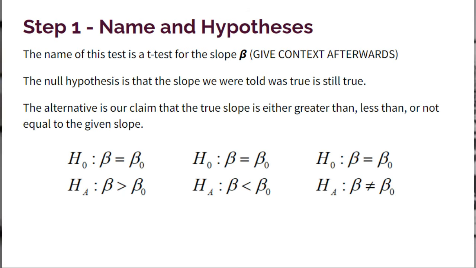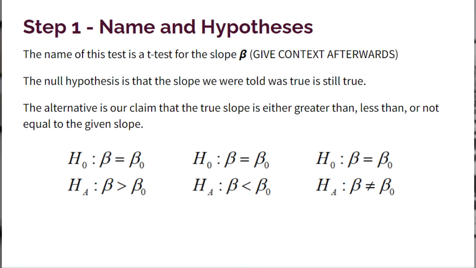Step 1, we're going to name the significance test. This is a t-test for the population slope. And then we're going to give the hypotheses. So it's going to look something like this. The null hypothesis is that the slope we were told was true is still true. So you've got to read the problem. Maybe it said that they thought that the true population slope was 5 or 3 or 6 or negative 1.4. Then that would be our null.